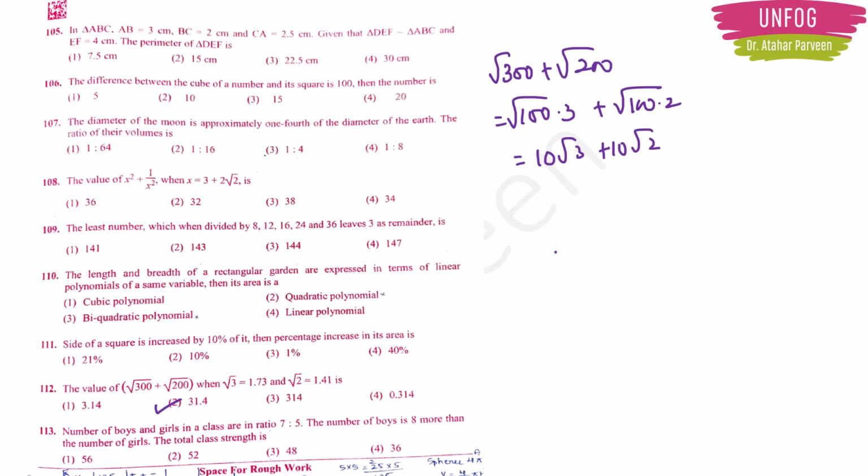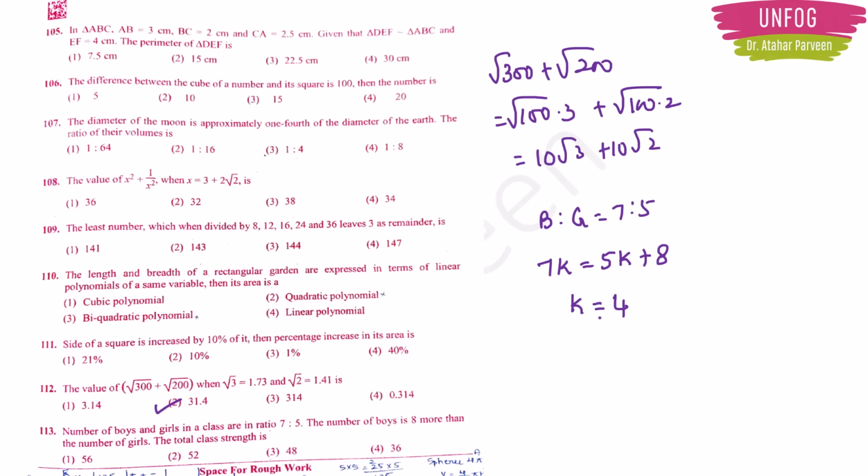Next, question number 113. Number of boys and girls in a class are in the ratio 7:5. So you have 7:5 means 7k and 5k, right? So boys are 8 more than the number of girls. So you have 7k is equal to 5k plus 8. With this you get k is equal to 4, right?